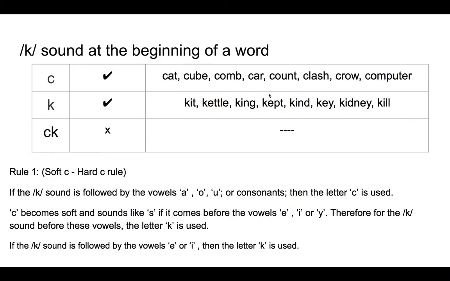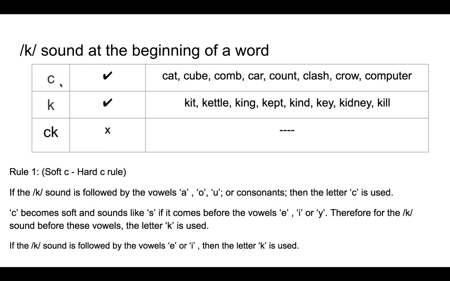So here are some examples of the sound k written as C or K at the beginning of a word. Cat, cube, comb, car, count, clash, crow, computer, kit, kettle, king, kept, kind, key, kidney, kill. Whereas there are no words that start with CK. So we have two choices for the k sound at the beginning of a word. It could be C or K.